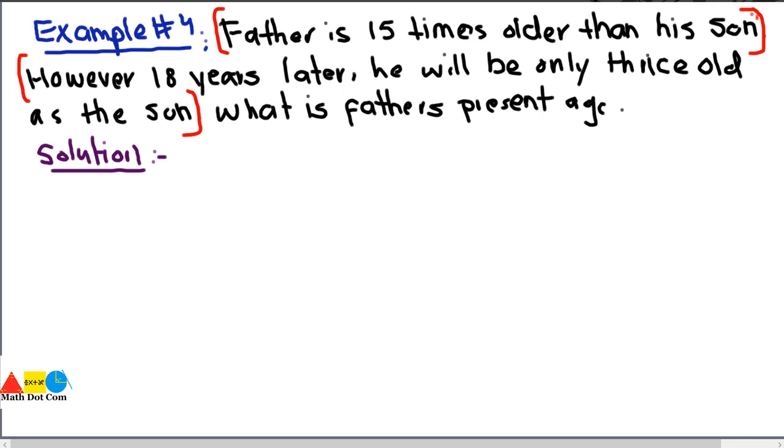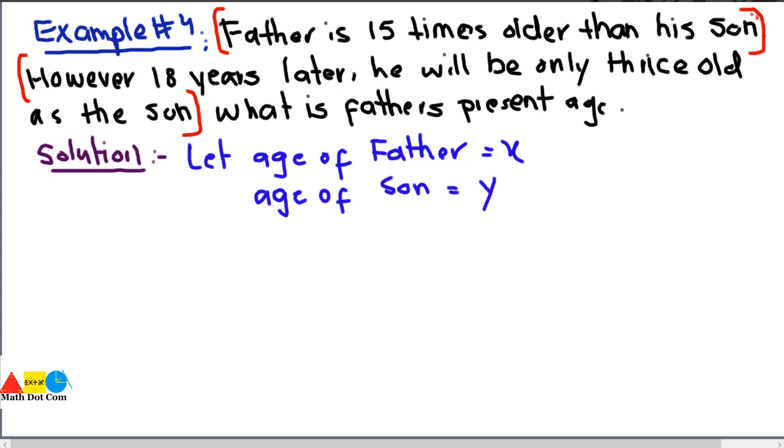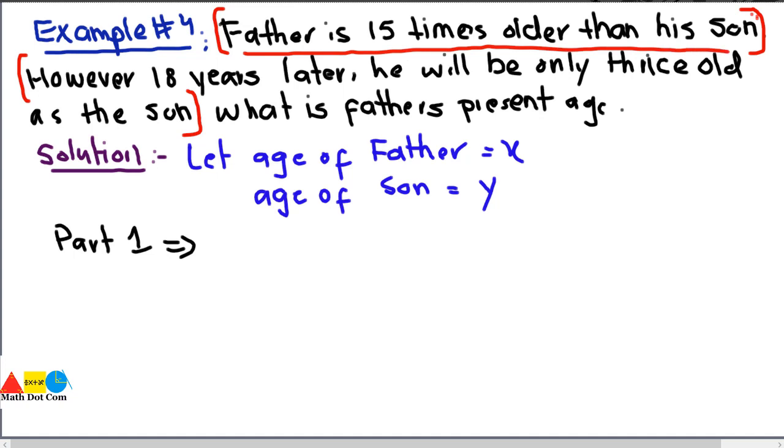So from these parts, first we have to assume the age of the father and the son. So let the age of father be x and the age of son be y. Now we have to make the equations. Part 1 equation: the father is 15 times older than his son. So it means the age of father, that is x, is 15 times the age of son. So this is equation number 1.